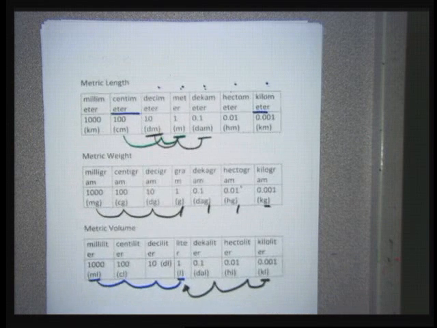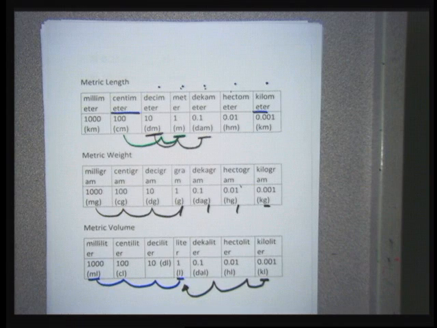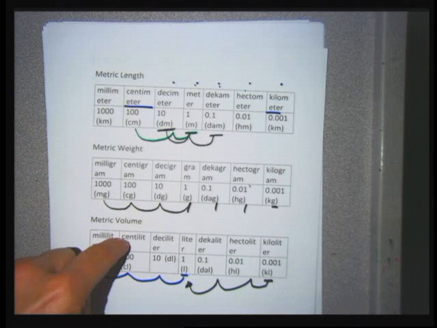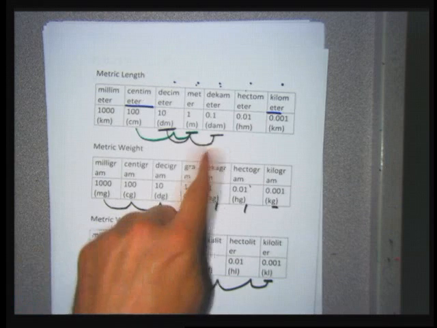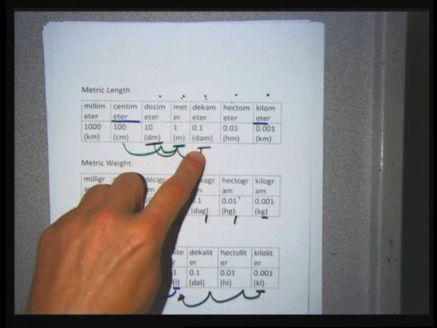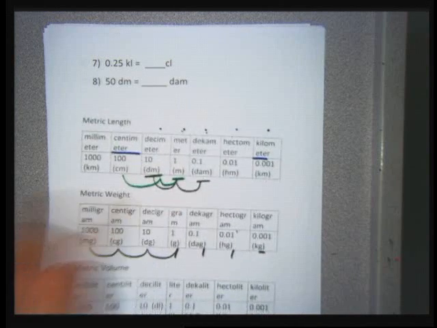Just in case you need to peek at it for the liters. For yours to go from kiloliters to centiliters, it's 1, 2, 3, 4, 5. I moved left, so you'd have to move the decimal 5 to the right. For number 8, I moved 2 to the right, so I have to move my decimal 2 to the left.